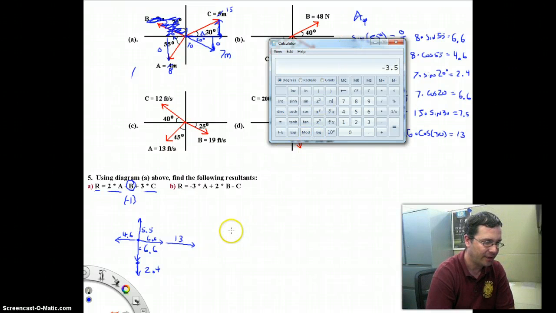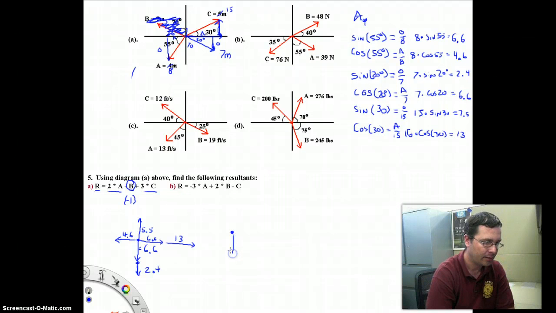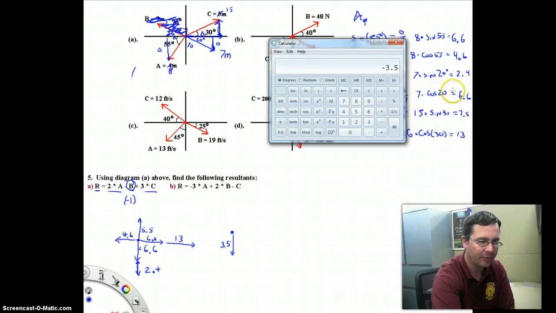So we'll start a new free body diagram. Downward movement, 3.5. And same process for the horizontal components. If you look at the horizontal components, we have two rightward moves, which we would consider positive. So it's 13 plus 6.6, and then we're going to subtract from that the leftward movement, which is 4.6. So a rightward movement of 15 meters is going to be the result.